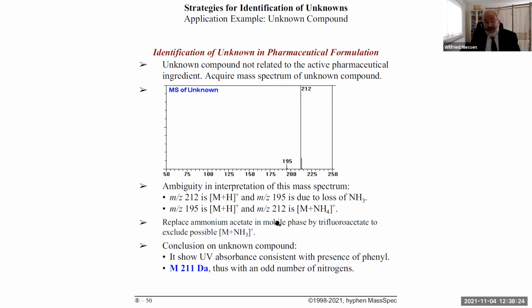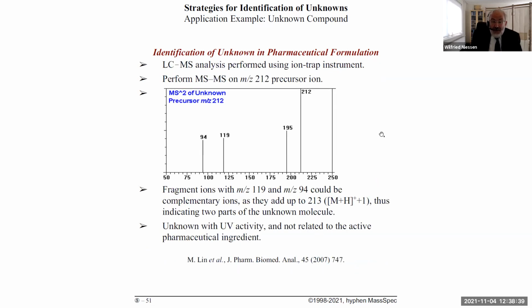But from doing the experiment with the alternative mobile phase, we got the same spectrum. So we know we have a compound with a mass of 211. So we have an odd number of nitrogens. And we have the ion trap, so we can do MSMS. And we get the MSMS, we still see the loss of ammonia, and we get two product ions, 94 and 119, which actually could be two parts of the same molecule, complementary ions, because the sum of the m/z values adds up to 213. Whether that's true, I don't know. So I want to have more.